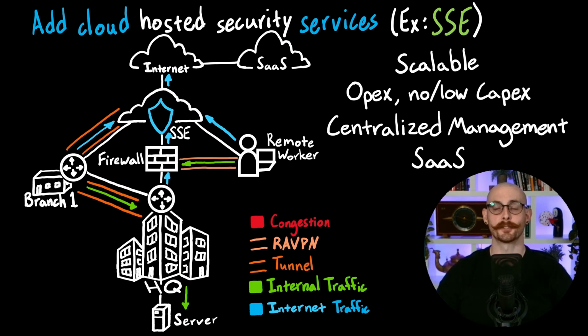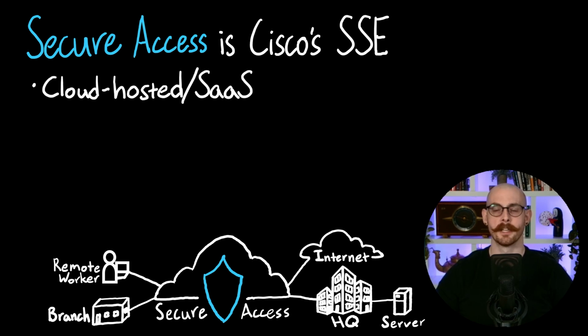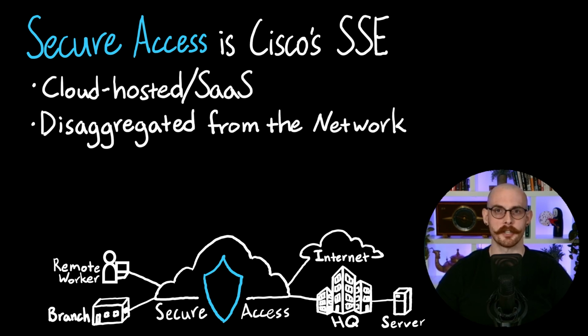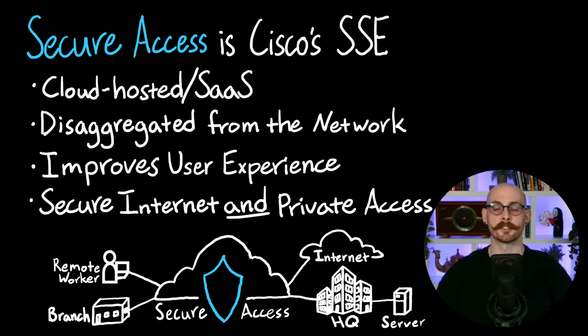Cisco Secure Access is Cisco's Security Services Edge solution. Security Services Edge, or SSE, was defined by Gartner in 2021 and is essentially just a cloud-hosted security service. Now, disaggregated from the underlying network architecture, Security Services Edge secures access to the web, cloud services, or private applications, all while providing a better user experience, regardless of the user or the data's location. Now, the Cisco Secure Access solution has two main use cases, securing internet access and securing access to private or internal resources. Today, though, I'm going to be focusing on the internet access security.